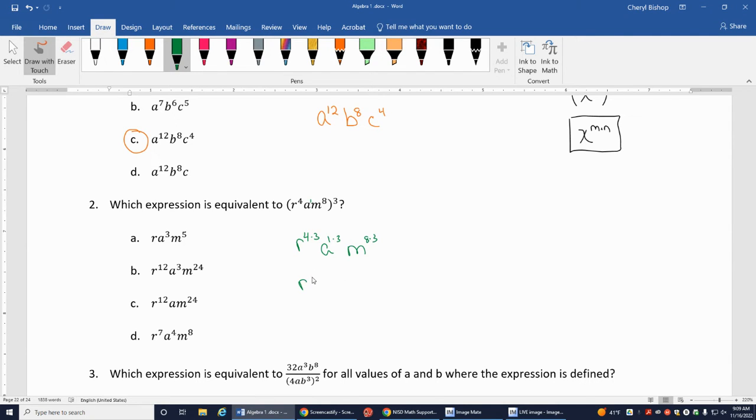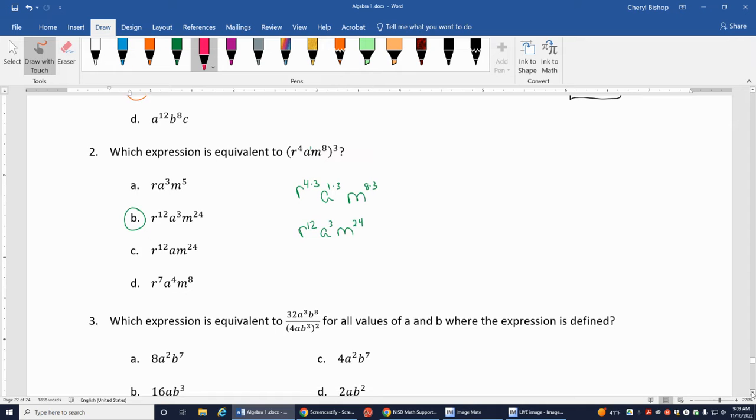So that is r to the 4 times 3, which is 12. A to the 1 times 3 is 3. And m to the 8 times 3 is 24. So 12, 3, and 24. My correct answer is B.